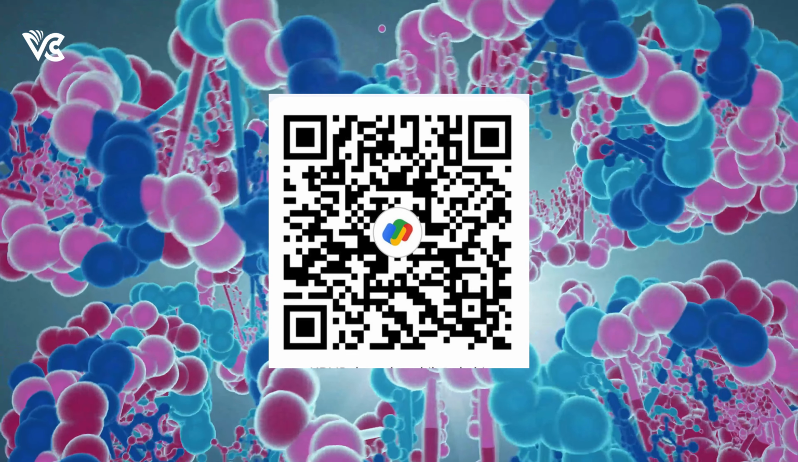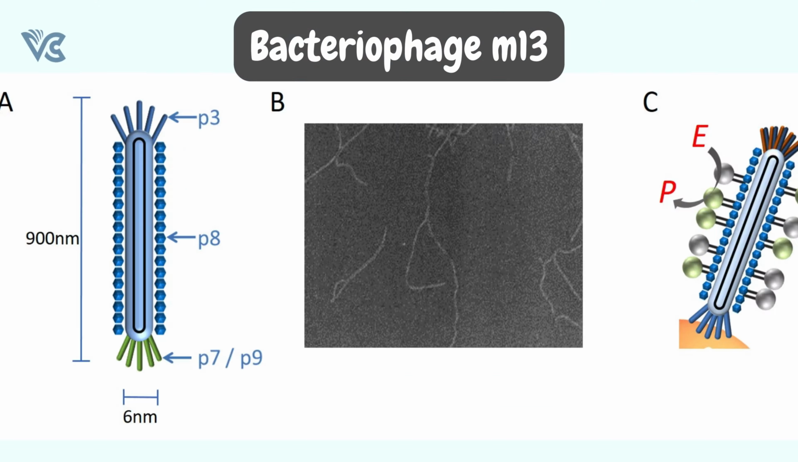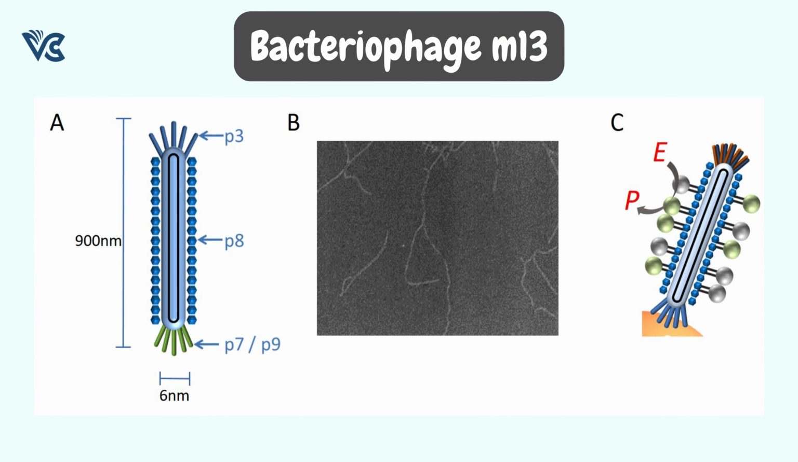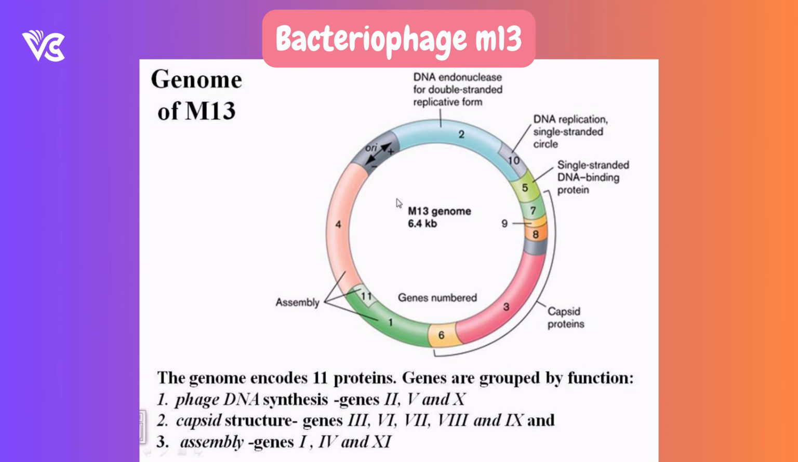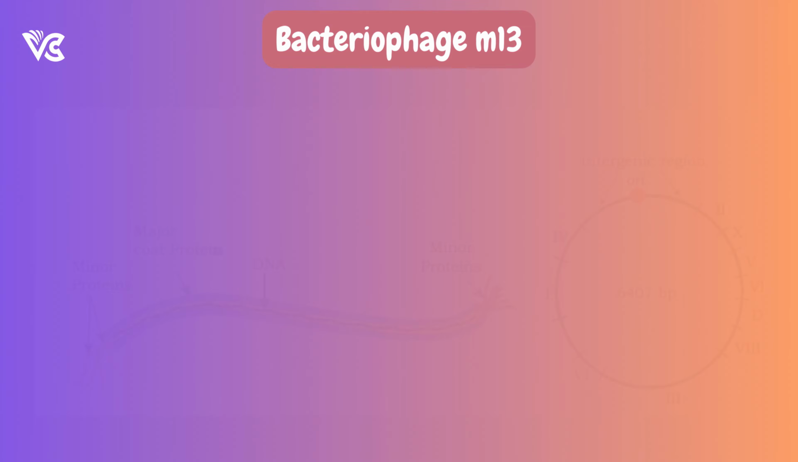Let's fall back to our video. Now we move on to the bacteriophage M13, a filamentous virus that infects E. coli cells containing the F plasmid, has a single-stranded DNA genome about 6.4 kilobases long. This genome encodes everything needed for the phage's life cycle, except for a non-essential intergenic region.